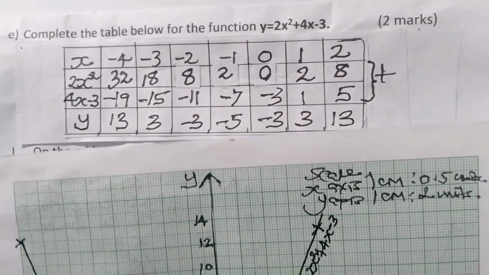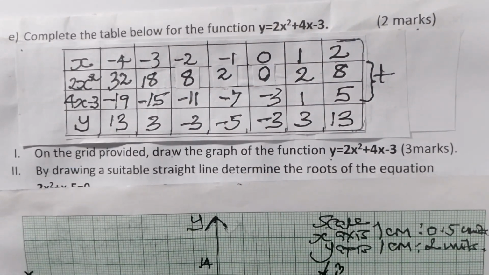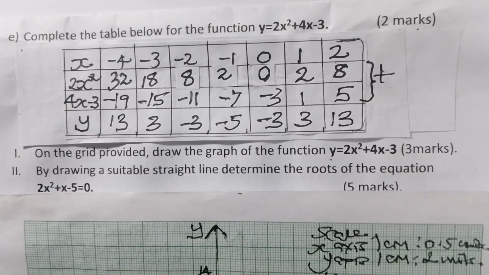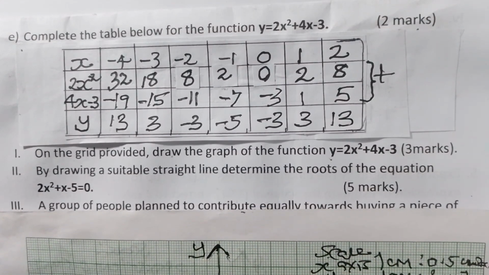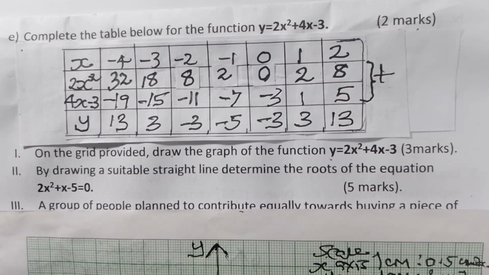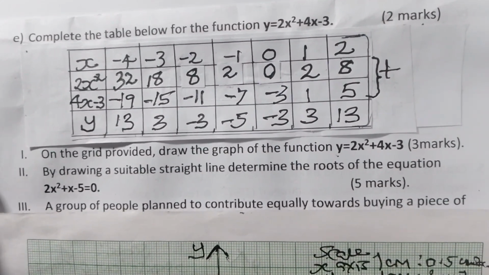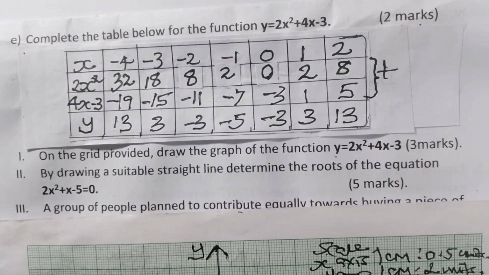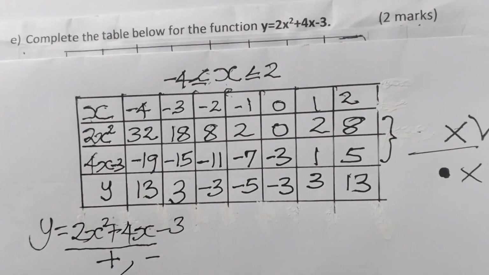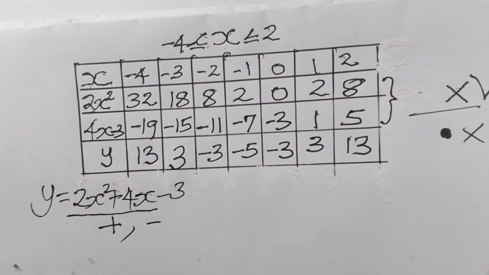The next question is asking you to draw a suitable straight line to determine the roots of the equation 2x squared plus x minus 5 equals 0. Now we have to get the two equations.